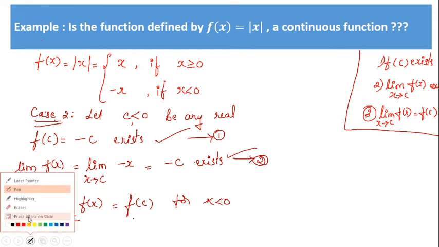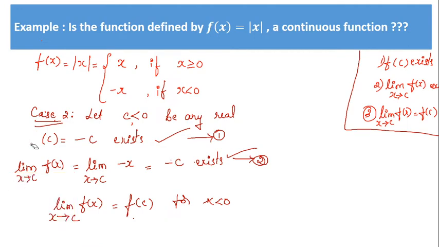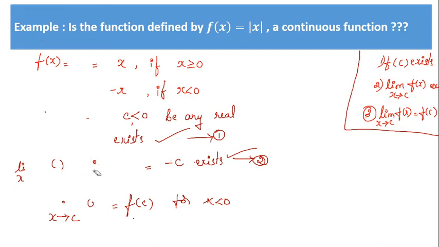Okay, so what might be the third case? We have done x greater than 0. We have done x less than 0. So what will be the third case, where the value changes? x greater than 0 is done, x less than 0 is done. What might be the third case, students? Think about it. What might be the third case by looking at the definition of the modulus function? What might be the third case, students?